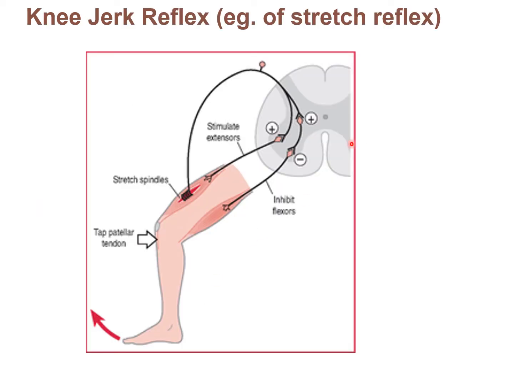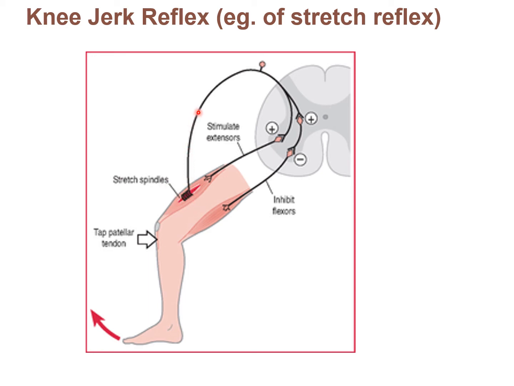So here's an example of a stretch reflex, the knee-jerk reflex. If you tap this tendon, push in on this tendon, well, this is going to pull on the muscle. Pulling on the muscle stretches the muscle. We have receptors in our muscle bellies called muscle spindles. The spindles get stretched, right? So the spindles are the receptor.